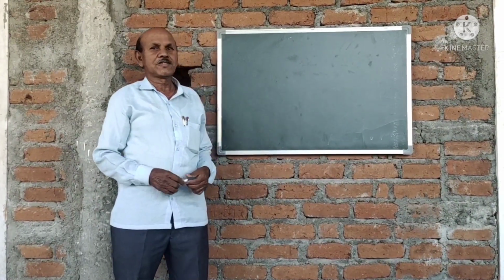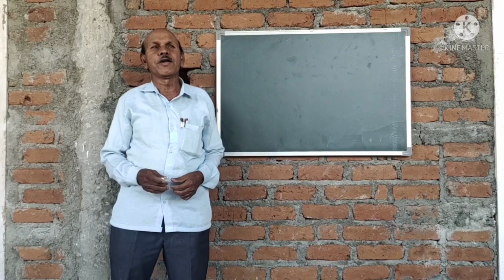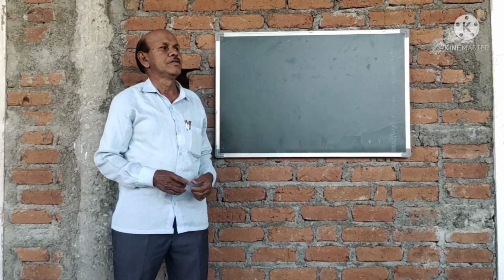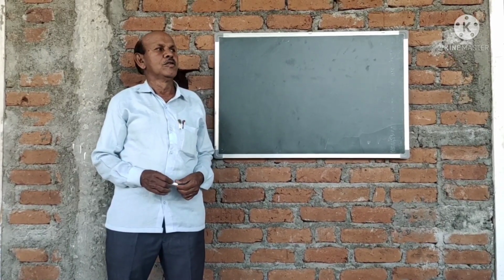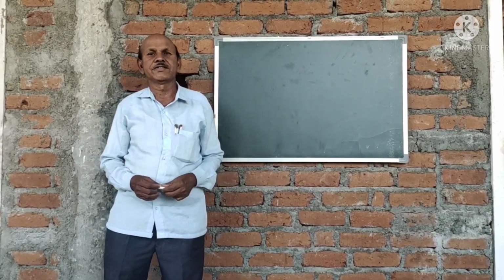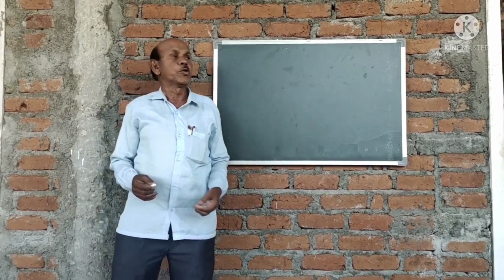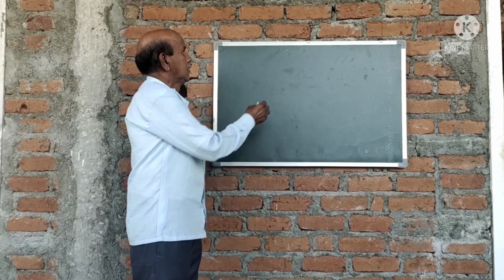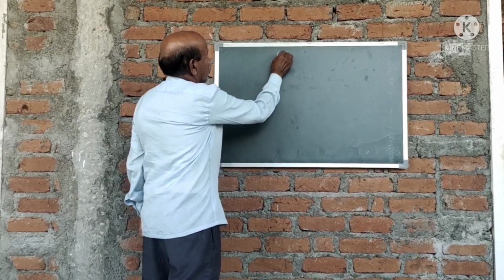So today we are discussing simple grammar in English. Before you know the parts of speech, we must know about the word and sentence. So word means a group of letters. So here you note down word.